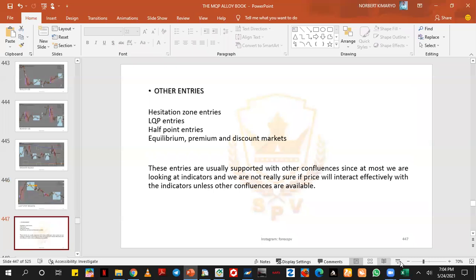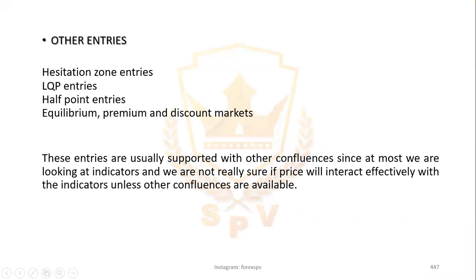So we have other entries like the station zone entry, the large quarter point entries, the half point entries. We have the equilibrium, premium, and discount market entries. These entries are usually supported with other confluences since we are looking at indicators, and these are mathematically calculated indicators. We are not really sure if price will interact effectively with the indicators unless other confluences are available. So in order for us to take these entries along the market maker trend, we would have to look for other confluences that support our analysis.